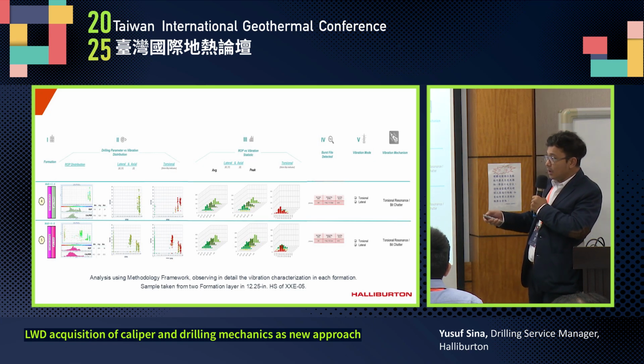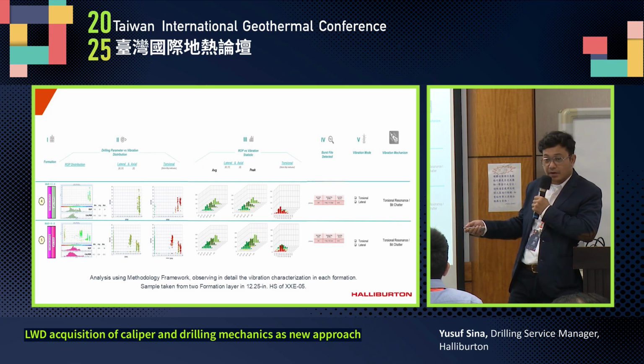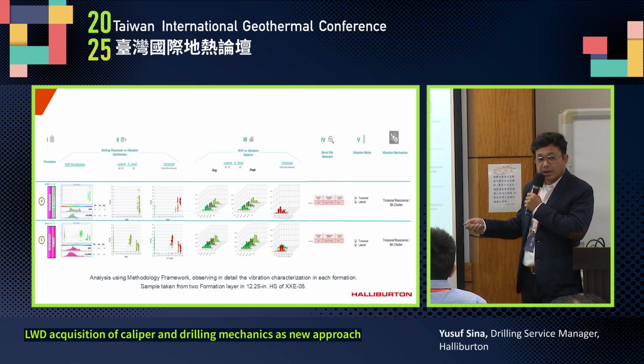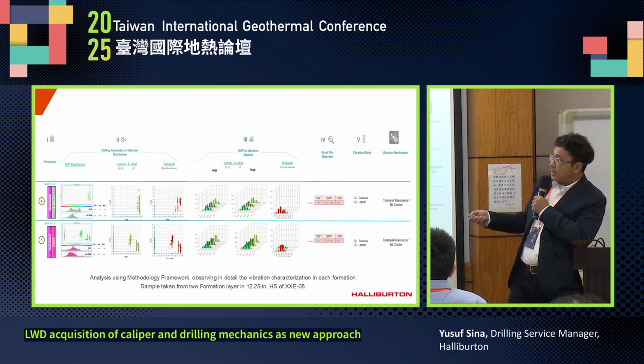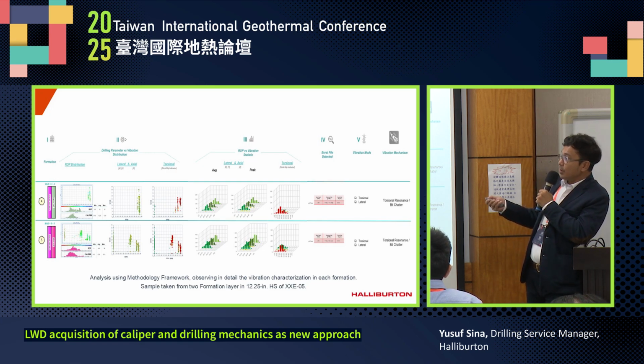Because we see the magnitude of the vibration is much higher in these two parts of the interval, right? Okay, so we apply the methodological framework. First, we identify the type of formation, and we also include the MEB test. Second, we analyze the drilling parameters and the vibration distribution. The third one, the ROP and vibration statistics.